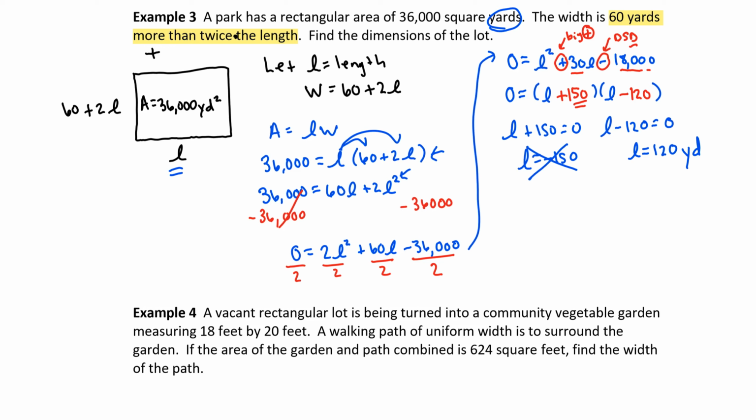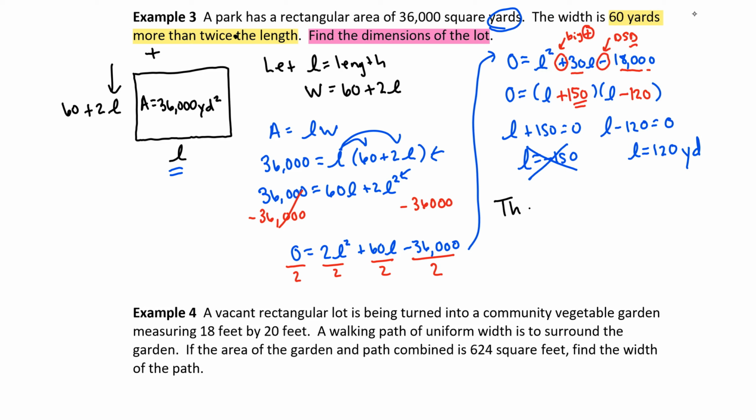We need to make sure and answer both parts of the question. So the question says, find the dimensions, plural, of the lot. Dimensions means we need to find the length and the width. Well, if the length is 120, we can plug it in for L and figure out the width. 2 times 120 is 240, and we add 60 to that to get 300.